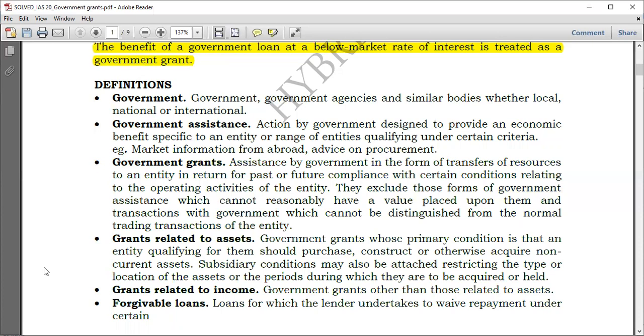By the government here, it's not like this is civics, this is not politics. You just need to know what we mean by the government. That's why you can wonder what is written here. Government means the government, government agencies, and similar bodies, whether local or national or international.